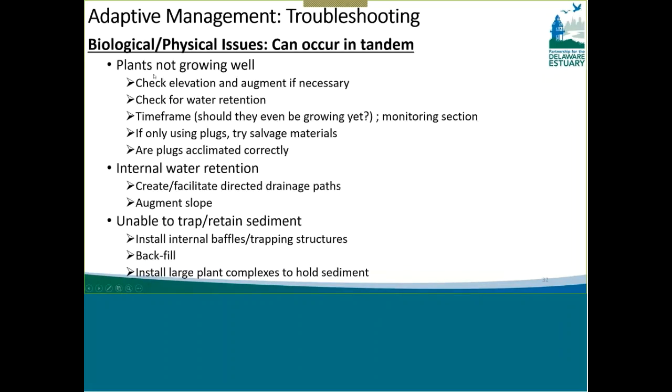Plant's not growing well? Check the elevation. Check for water retention. Check your time frame. I mean, how long has it been? If it's only been 6 months, maybe they shouldn't even be growing yet. Maybe you shouldn't sweat it so much just yet. If you're only using plugs, you can try something else. So it touches on a few of these different ones and helps you think about a few things that you could look at.